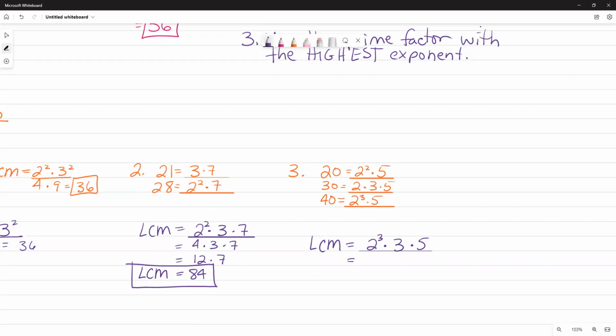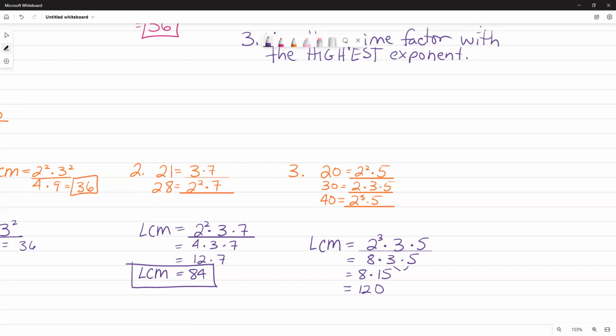What's 2 cubed? 2 times 2 is 4, times 2 is 8. So this is 8 times 3 times 5. I'm actually going to combine my 3 and my 5, so this is 8 times 15. And 8 times 5 is 40. Carry my 4. 8 plus 4 is 12. So the least common multiple of 20, 30, and 40 is 120.